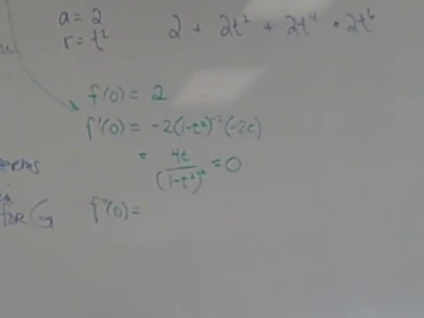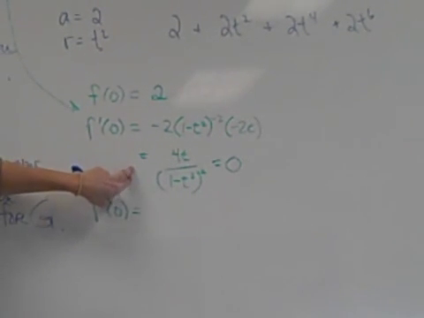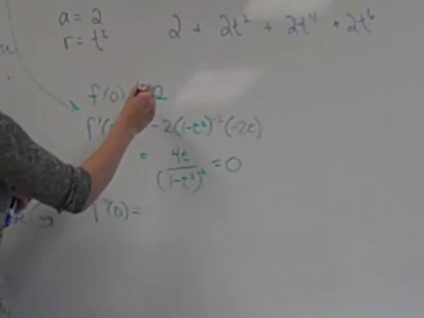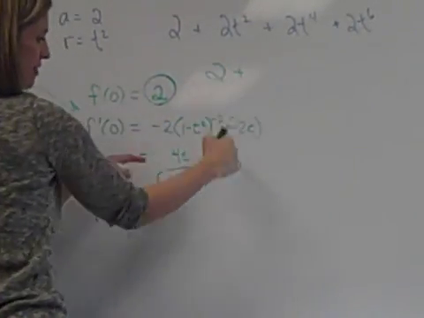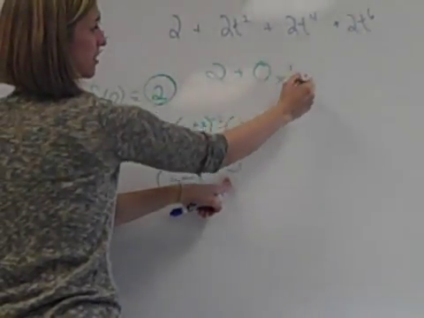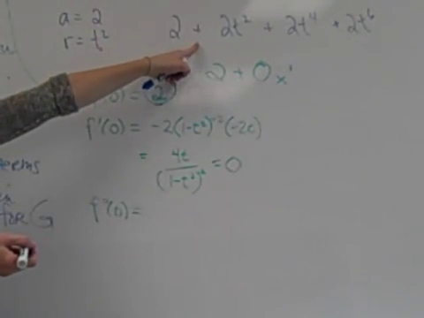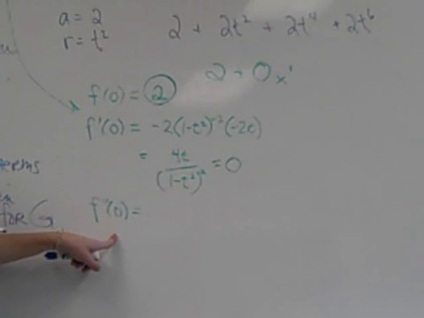Does it make sense that this one gives me 0? Because if I'm going to write the polynomial for it, this would be my first term. This would be my second term, 0 times x to the first. So that makes sense because there's no second term with the x to the first, or t.